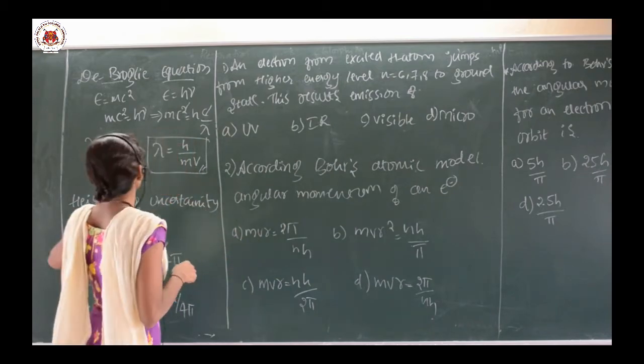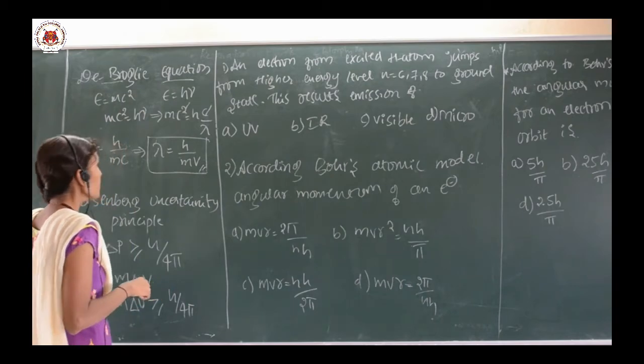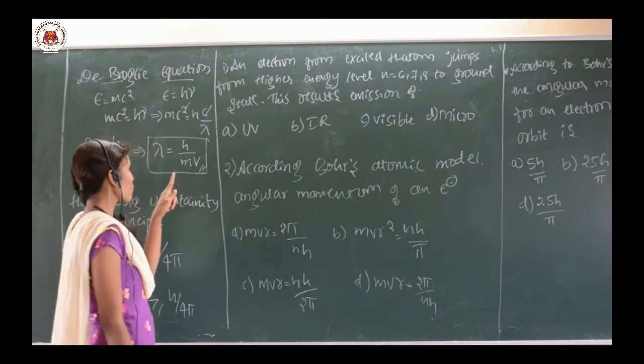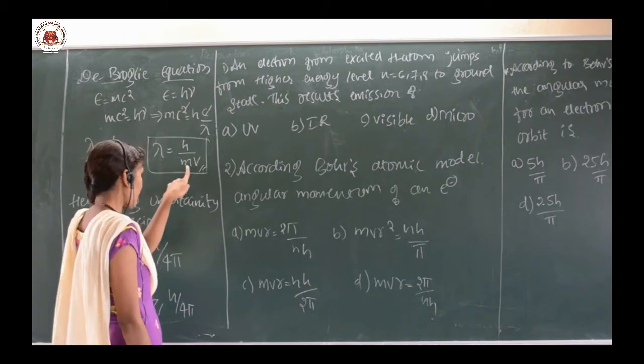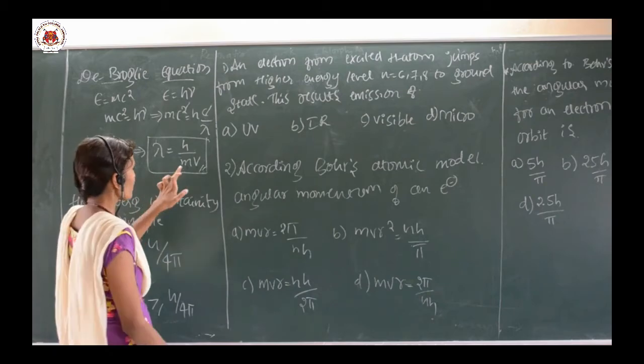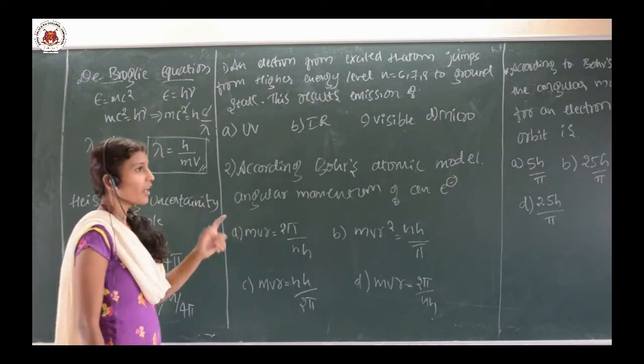Let us go for the de Broglie's equation. It is associated with the wavelength of a particle which is moving with a velocity v and having the mass m. How is it derived?